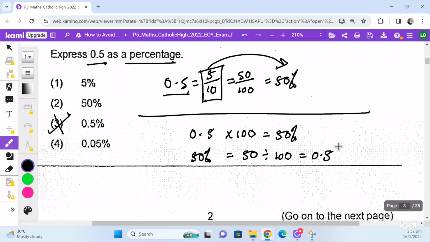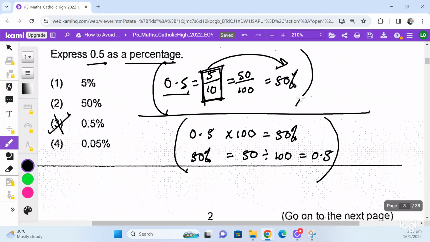So the safest way is to change it to a fraction and then make the denominator 100, and that's how you get the answer. Of course, it seems to be a bit longer, but it all depends on whether you are able to remember this way of doing it. If you are not able to remember, then you may want to think about this. So there are actually two ways, the longer way and the shorter way, and it's up to you to choose the best way.